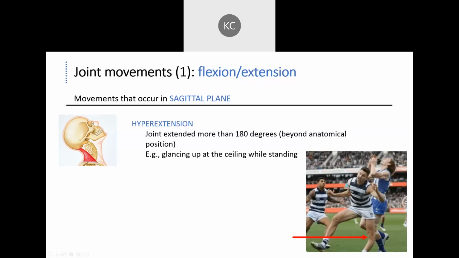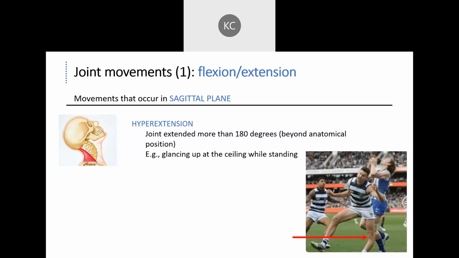So this is obviously not a normal position. You can have some normal hyperextension, like hyperextending the neck, right? So if you lean your head backwards and look up at your ceiling right now as you're watching this, you are hyperextending your neck, all right?